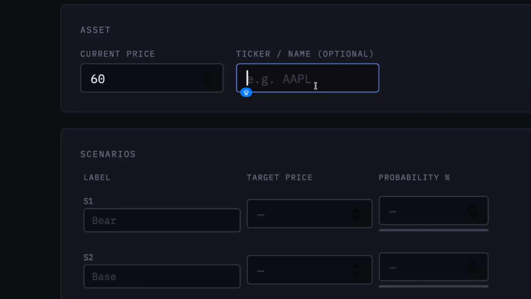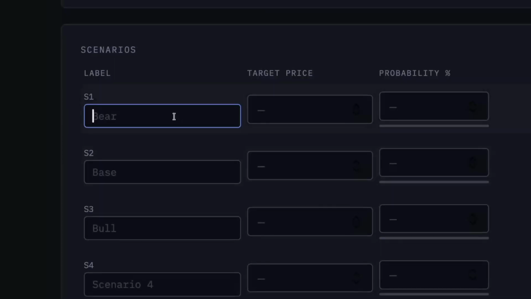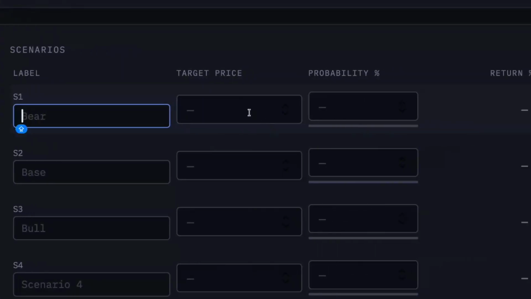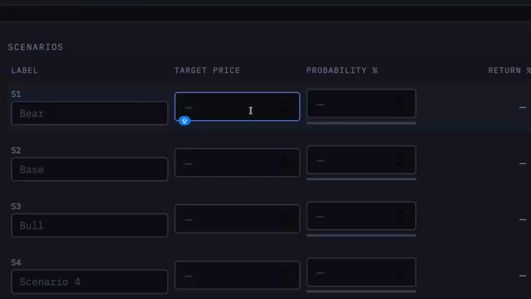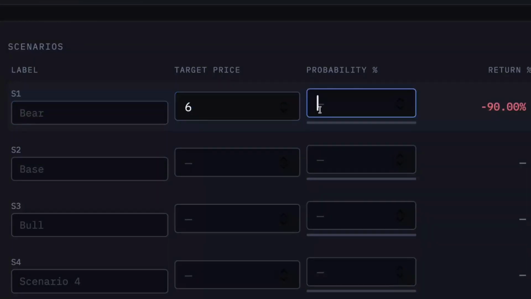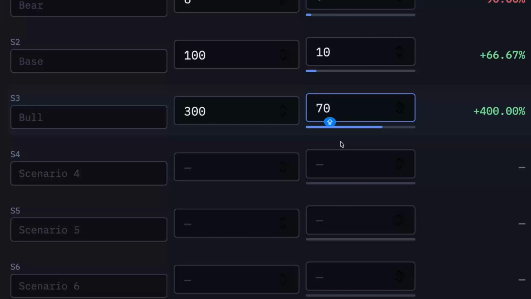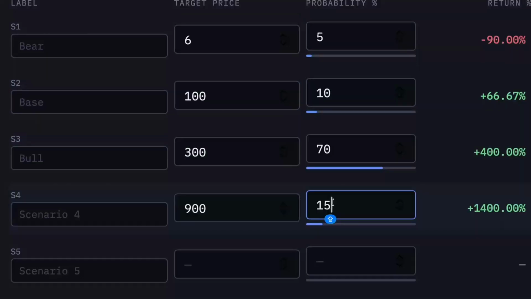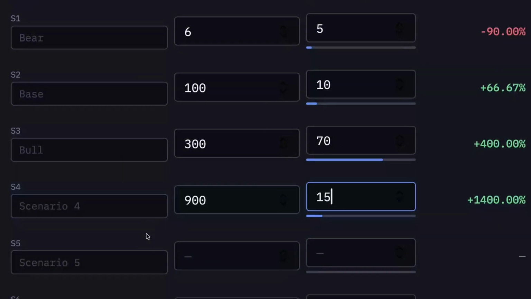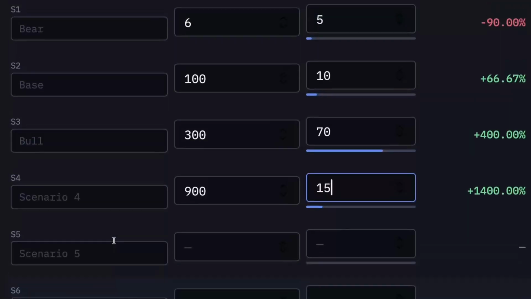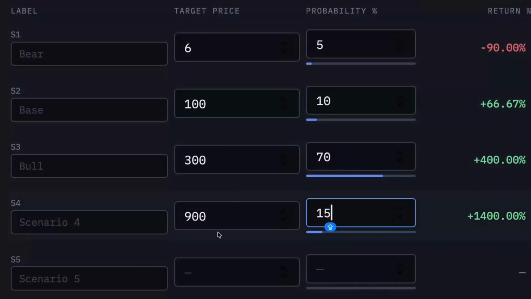So I put in the current price and the name, which is Bitcoin in this case. Then you can put names on the scenarios here. We will just skip that, we don't need any names. We had the first scenario that we go to 6K, and I gave that a 5% risk, if I remember correctly. We had 100K, and I put that at 10%. We had 300K at 70%, and then we had 900K at 15%. You can fill in up to 6 scenarios here, or just 2 if you want to.